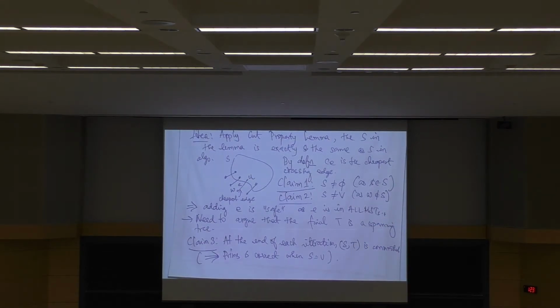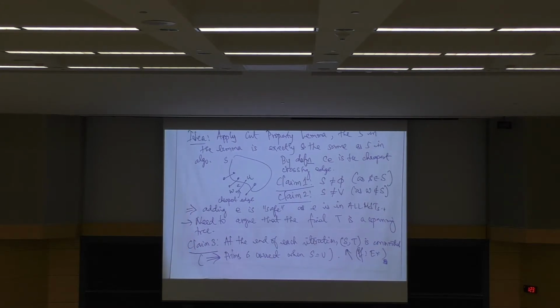And remember, the terminating condition of Prim's algorithm was you keep on running till S is equal to V. Okay? And again, you can prove this by induction. We are not going to do it now. This proof is an exercise. But assuming we prove claim 3, then we are done because we have argued that every edge added is safe, and at the end you have a spanning tree.